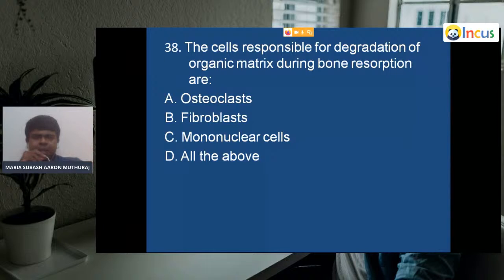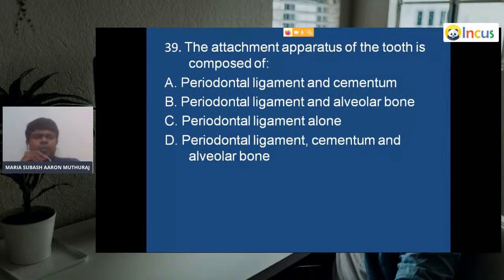Answer should be D. The attachment apparatus of the tooth is composed of the supporting structures of the tooth. Supporting structures include gingiva, periodontal ligament, cementum and alveolar bone. The attachment apparatus is composed of periodontal ligament, cementum and alveolar bone, whereas gingiva only covers and protects these structures, so it is not included in the attachment apparatus. Option should be D.